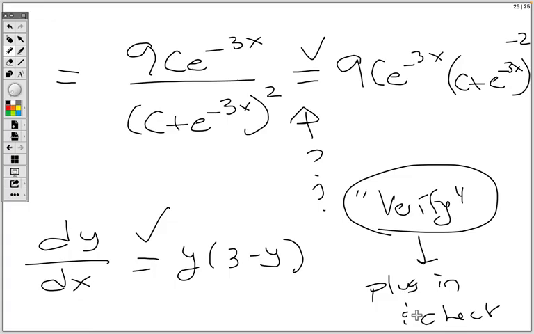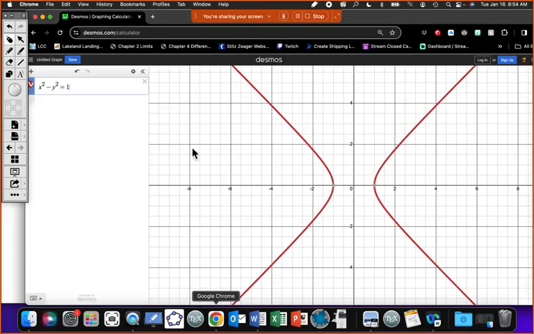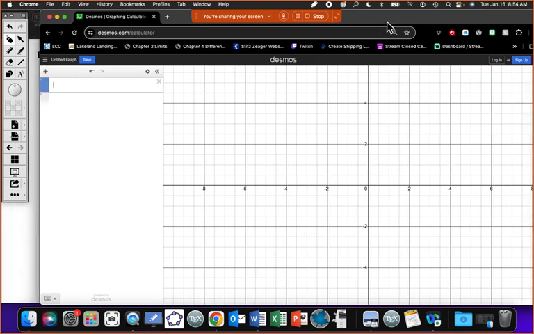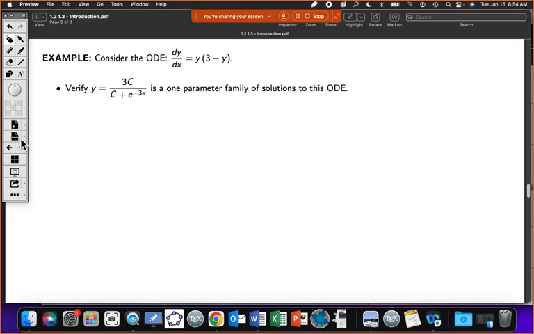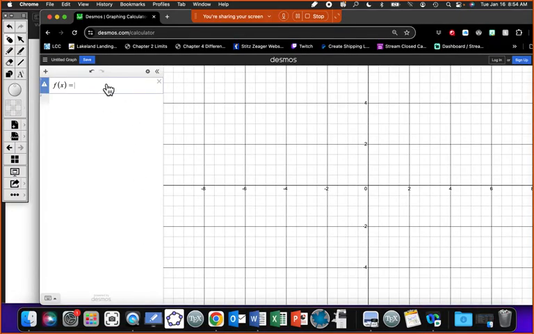Now, can you check answers using Desmos? Because we did that a lot in Calc 1, Calc 2 and Calc 3. Yeah, you actually can, as long as you type things in as f of x. So let me show you how you can check these equations on Desmos. You want to write your y equals f of x. So we would go f of x equals 3c divided by c plus e to the minus 3x, and go ahead and add that slider c.